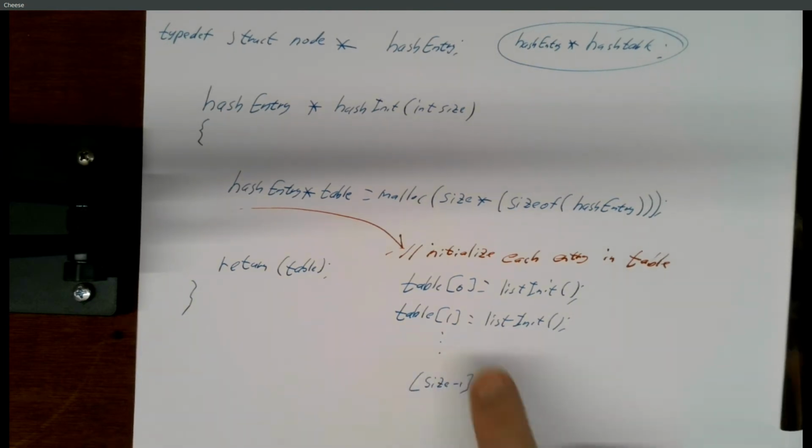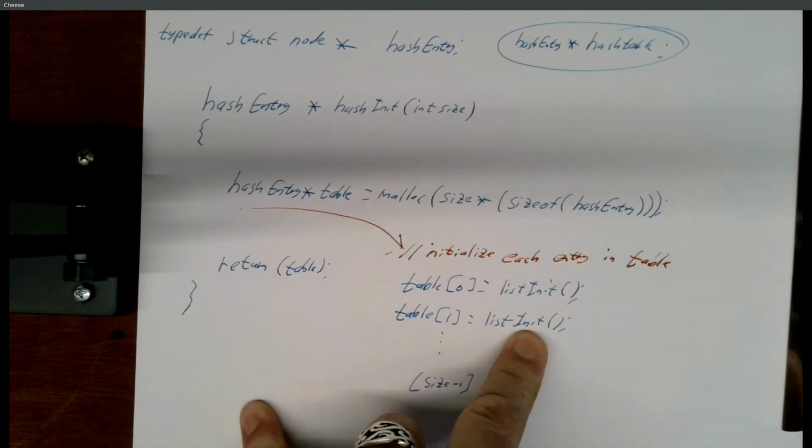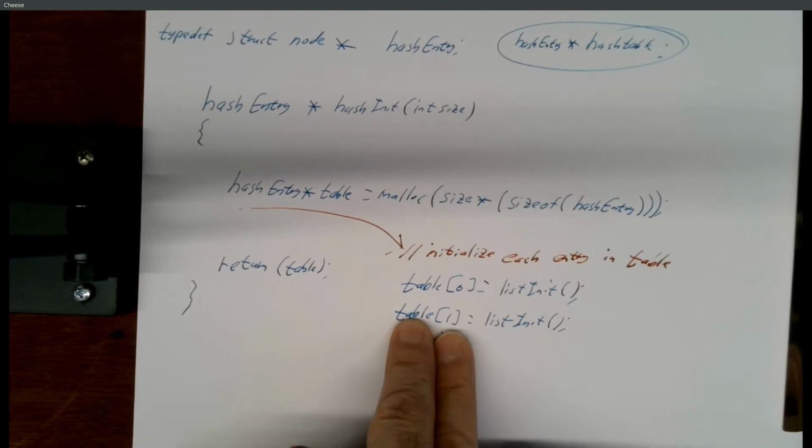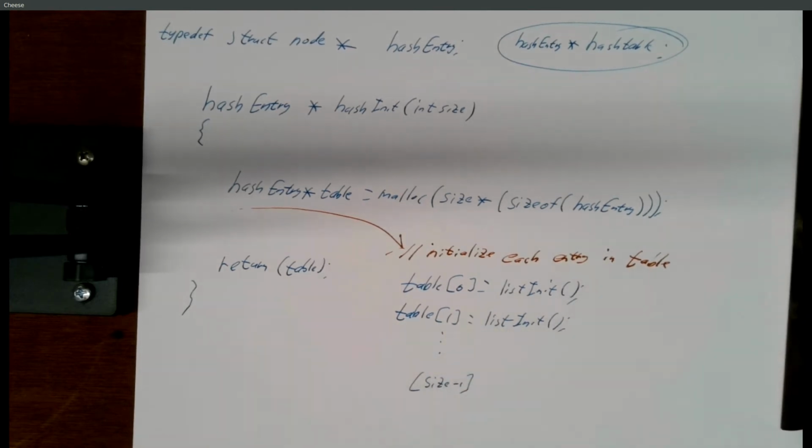So the first plate that hashes to 1, I'm going to add that to the list. It's going to be a list with just that node. If I get another plate that also hashes to a value of 1, I'm going to add that plate to the same list. Now that list is going to have 2 things, and so on. So the list can be variable length from 0 up to who knows.